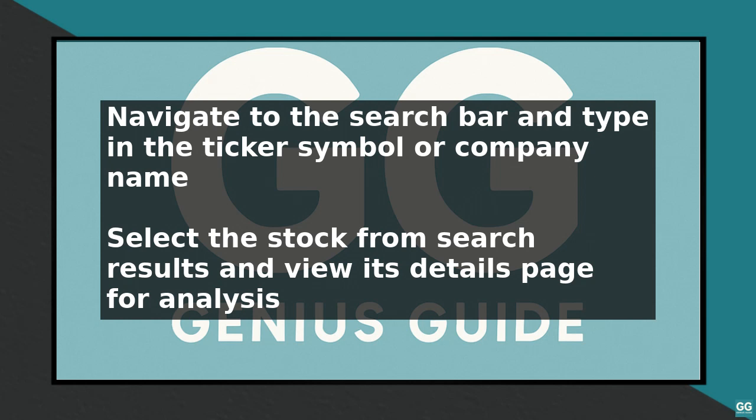Some key concepts to keep in mind when buying stocks on Robinhood include understanding the different types of orders, such as market orders and limit orders. A market order will execute immediately at the current market price, while a limit order will only execute if the stock reaches your specified price.